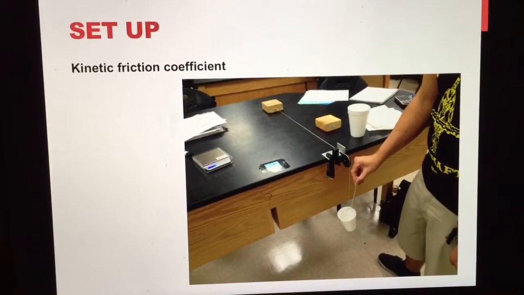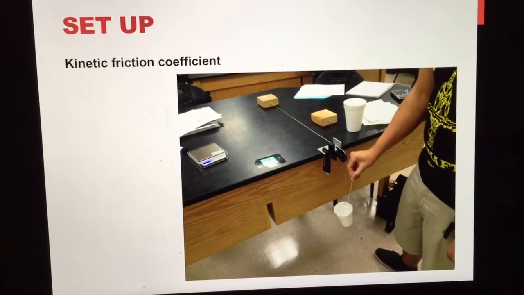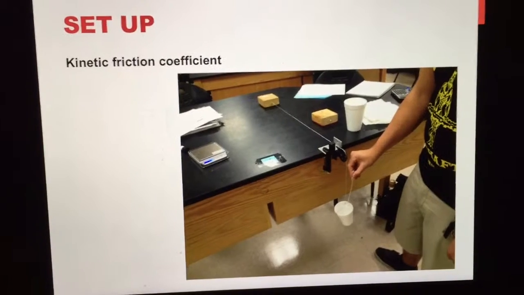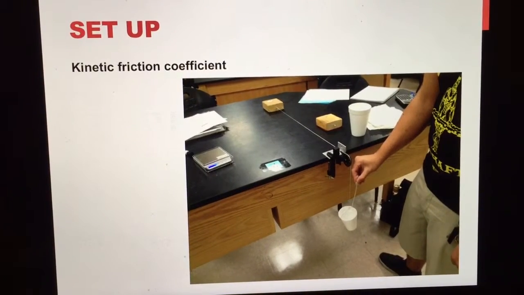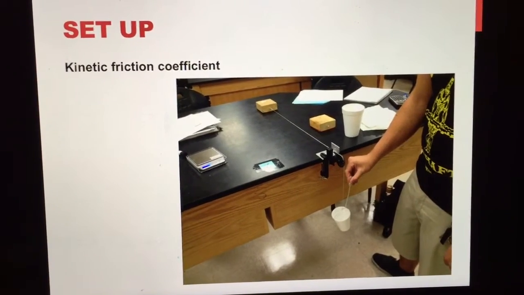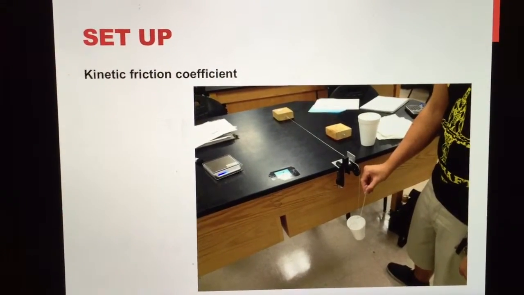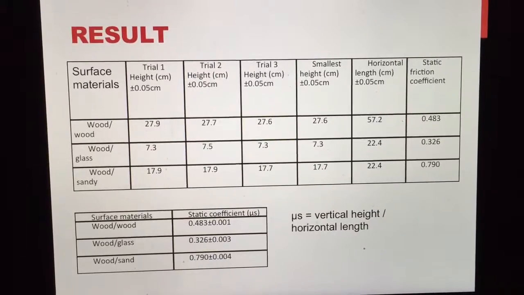This is my experiment setup for part 2. I will put the wood block on the wood plank horizontally, and I'll add a pulley with a mass hanger. I will add masses to the mass hanger to see how much mass it takes for the wood block to barely move. And this will be my result for part A.